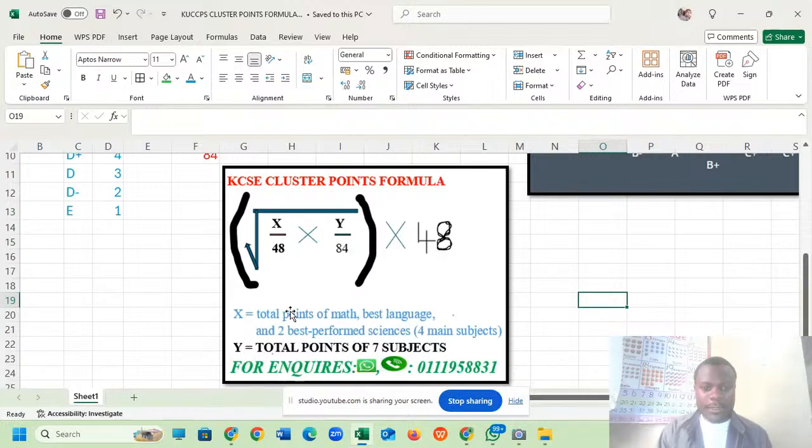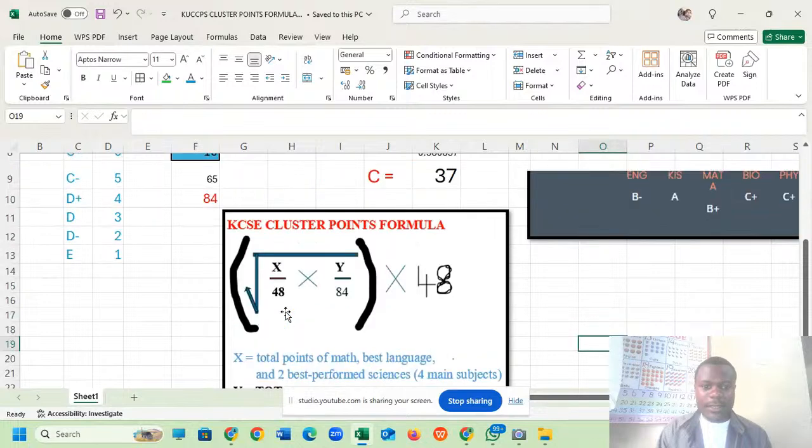So x is the total points of the 4 main subjects that are considered in any course that you choose. For example, for medicine, we talked of math, biology, chemistry, and one of the best performed languages. So those are the 4 subjects. Then Y is the total points of the 7 subjects, all the 7 aggregate subjects.